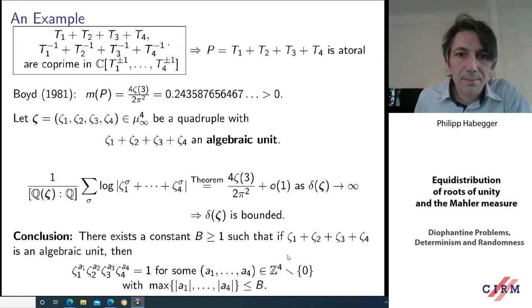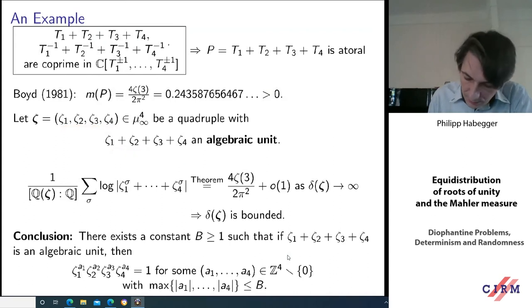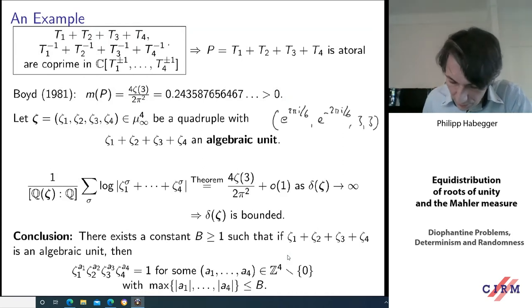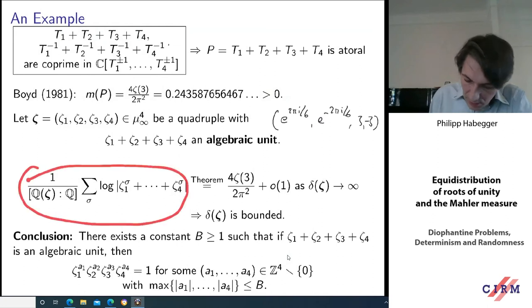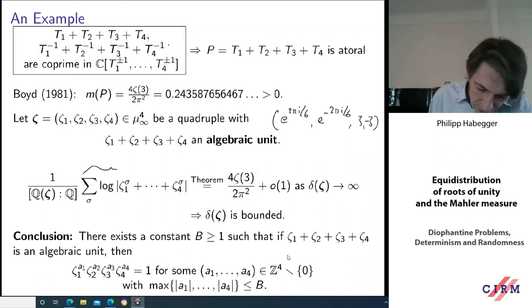Okay, so let's say we have four roots of unity, zeta 1 to zeta 4, such that their sum is an algebraic unit. You'll find examples like this if you look. So you can take, for example, e to the 2 pi i over 6, e to the minus 2 pi i over 6, and then two general roots of unity from minus 1, then the sum will be exactly 1. So there are examples where this is an algebraic unit. What happens in that case? We can apply the theorem. The theorem tells us that the average here will converge to the Mahler measure as delta goes to infinity. But if it's a unit, then this average is just the logarithm of the absolute value of the field norm, and so this will be 0.